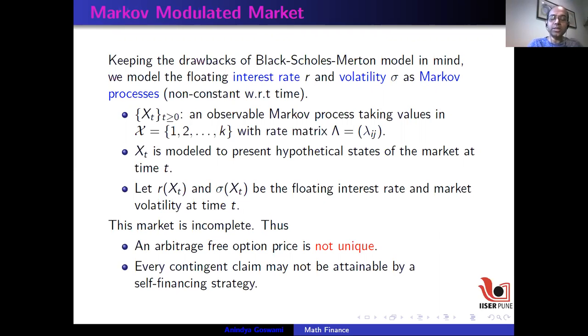That means I cannot start solving the problem in the setting of a complete market. So I have to be flexible. I have to start with something where the theory or the derivation works for an incomplete market also. So the arbitrage-free option price is not unique, and every contingent claim may not be attained by a self-financing strategy. Now here you have two different valid paths.